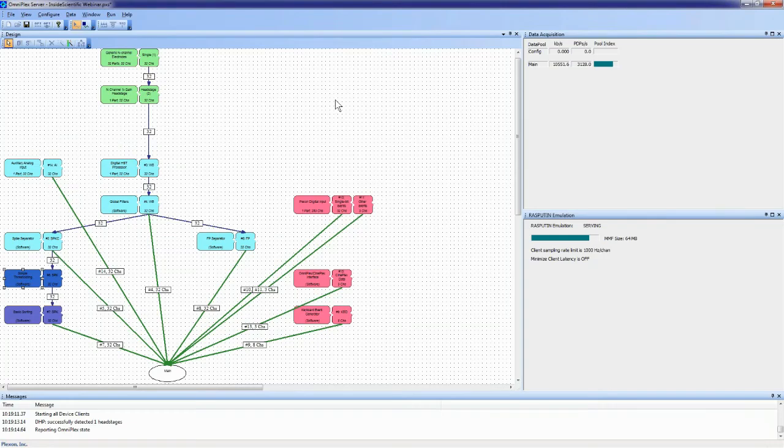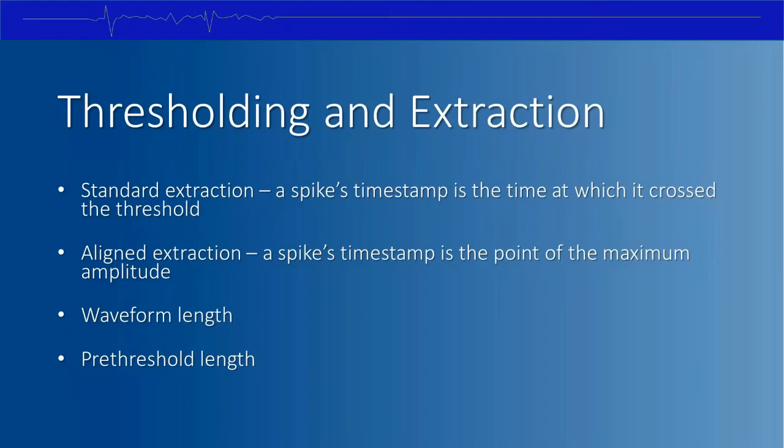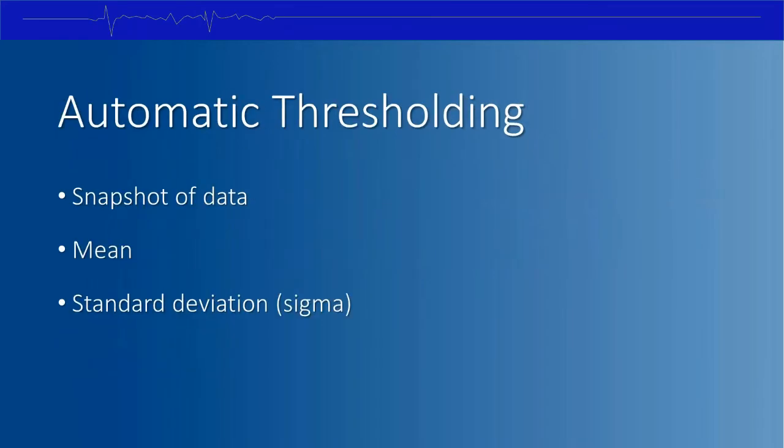If we go back to PowerPoint, oops. We can also talk about automatic thresholding. With OmniPlex, it is also possible to set the threshold automatically, which will be more useful than the manual thresholding method just described. This is done by first taking a snapshot of continuous spike data. Think of a snapshot as a brief snippet of data that we can do some calculations on.